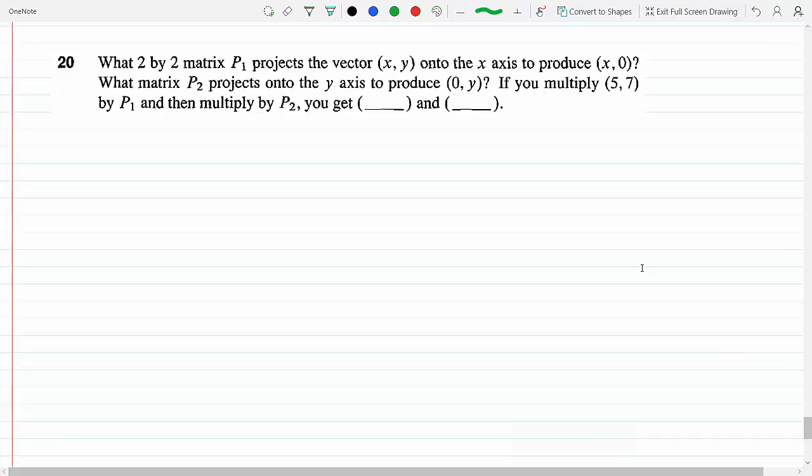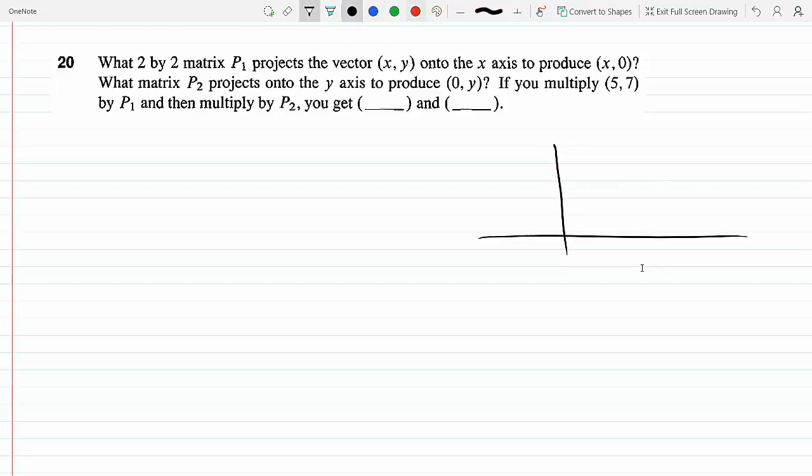So here the question is, what 2 by 2 matrix would we multiply by vector xy so we can project it onto the x-axis, so that we would get a 0y component? So if this is our vector v, which is xy, what would I multiply it by? I would get the projection of it on the x-axis, which is this.